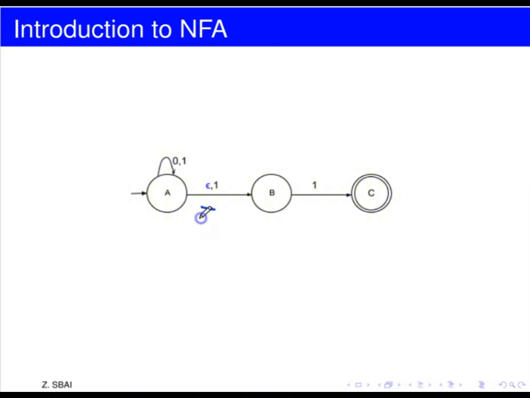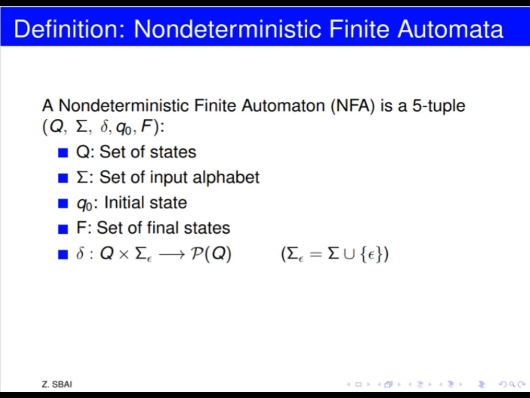So epsilon here will be added to the non-deterministic finite automaton as a symbol, and if we use it on one arc, the machine may go from one state to another without consuming any symbol of the string that the machine is running on. These concepts lead to formally define what is a non-deterministic finite automaton.